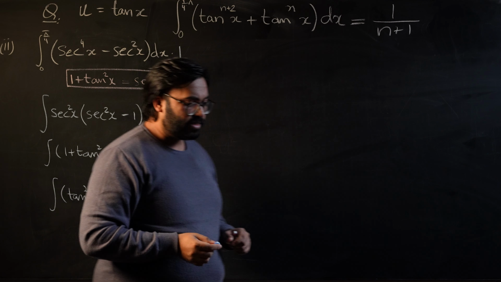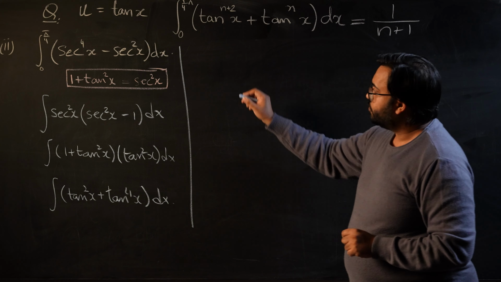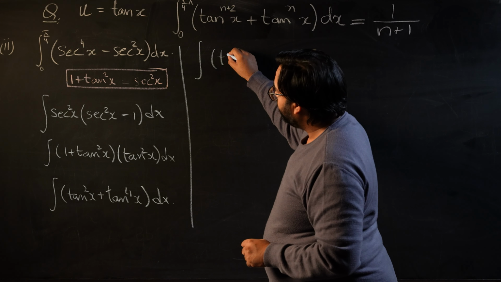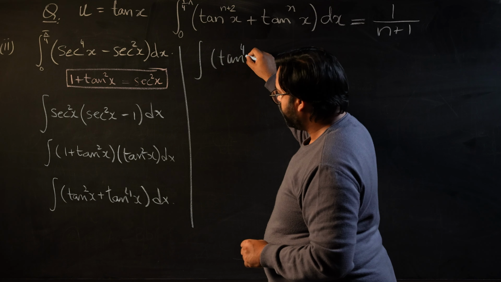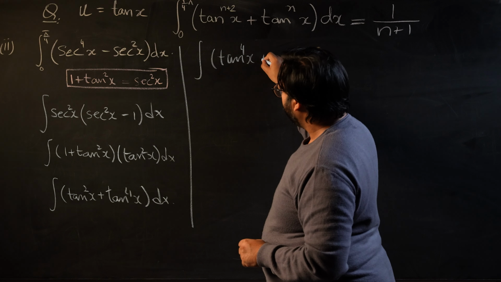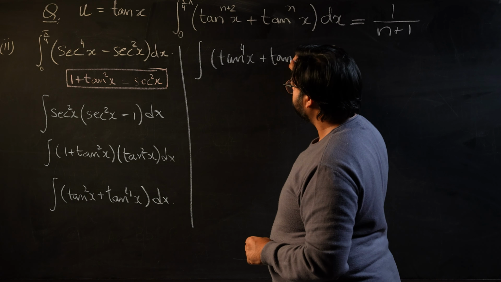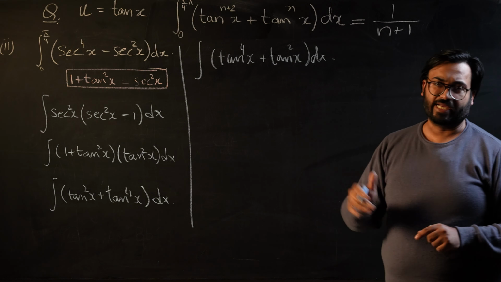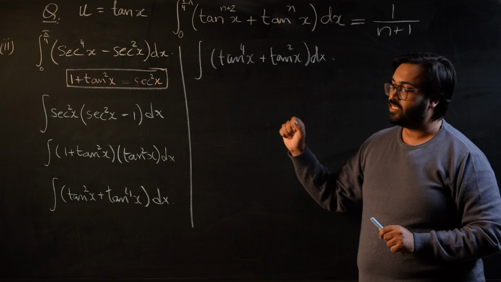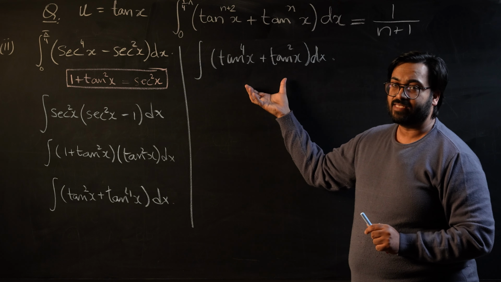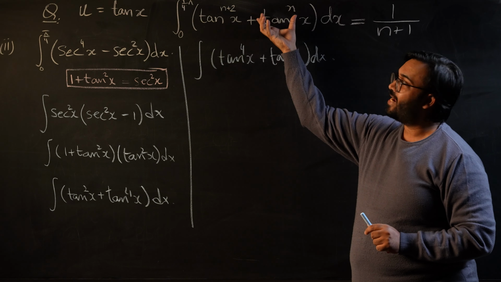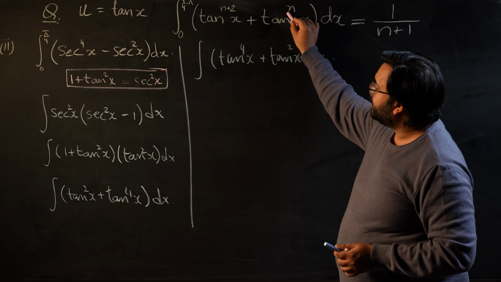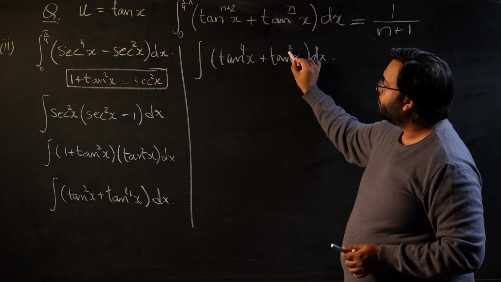So I'm going to write it the other way around. So it would be the integral of tan to the power of 4 x plus tan squared x dx. I'm going to stop here for a second and I want you guys to evaluate: can you see the resemblance between this expression and the expression from part A? The resemblance that you would see will be the value of n.